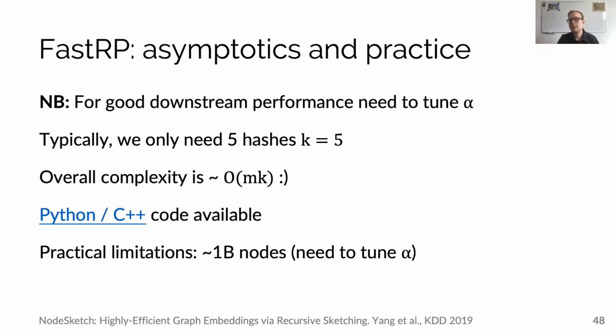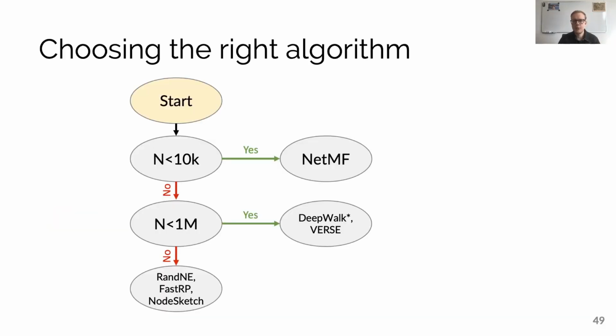So for good downstream performance, we need to tune the parameters again, but it's much faster to run, and we only need a couple of rehashes, once more than in FastRP, but it's compensated by the memory advantage of this algorithm. And the practical limitation is, again, 1 billion nodes, just because we want to tune alpha for our particular graph. So we covered 10 algorithms, and now it's time for strong opinions about what algorithms you should use.